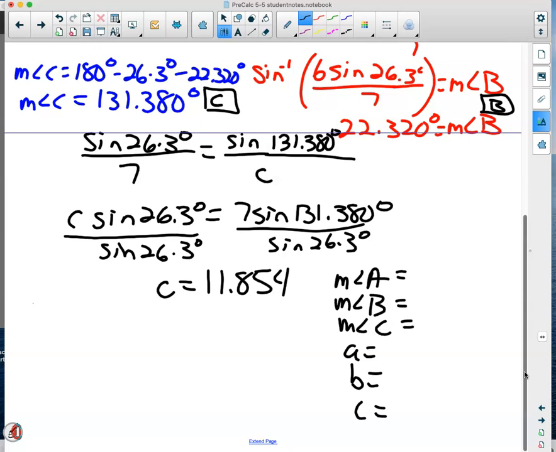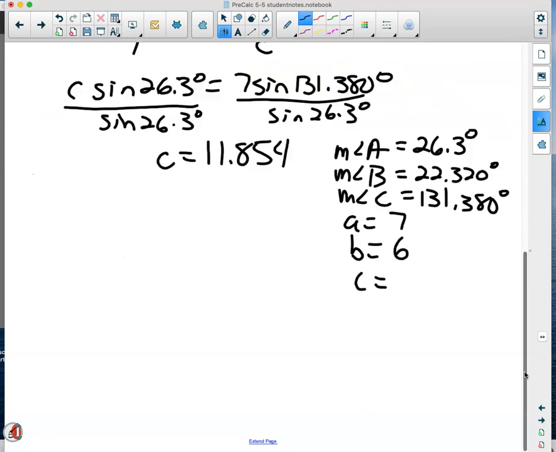Well, the measure of angle A, they gave us that one. That was 26.3 degrees. The measure of angle B, we found that one. We did have to round 22.320 degrees. C, we found that one. Again, we did have to round 131.380 degrees. Little a was given to us as 7. Little b was given to us as 6. And then the last piece of work we just did was figure out little c.